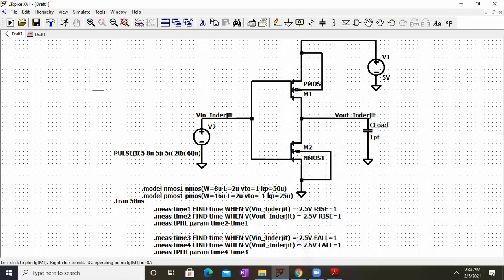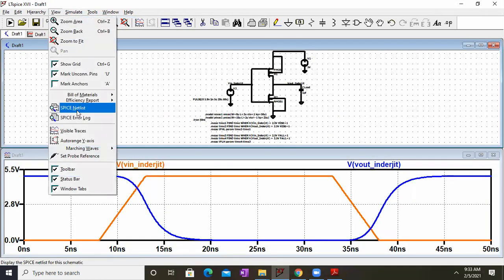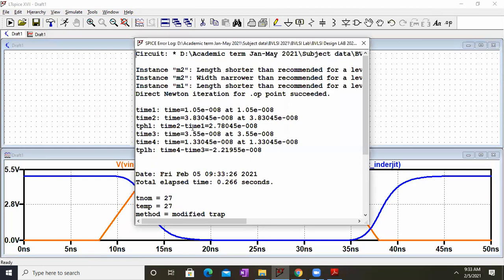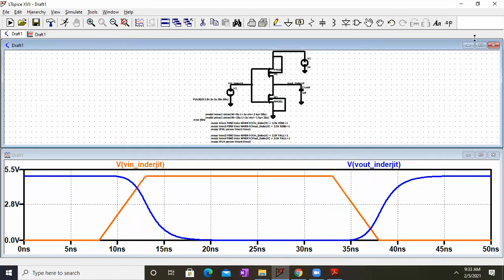So if you simulate this, you'll get the same output, no doubt. But when you go to view and check the spice error log, you directly get these values over here. These are the values which you get for low to high and high to low propagation delay. I hope this point is clear.